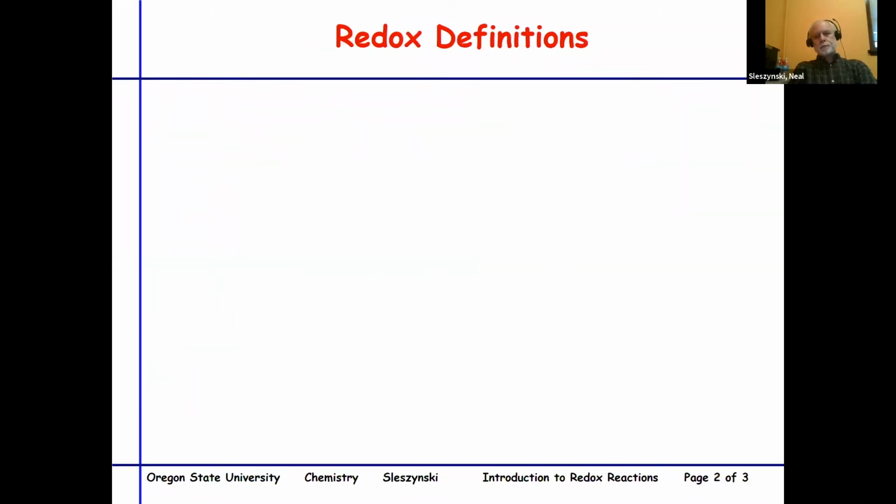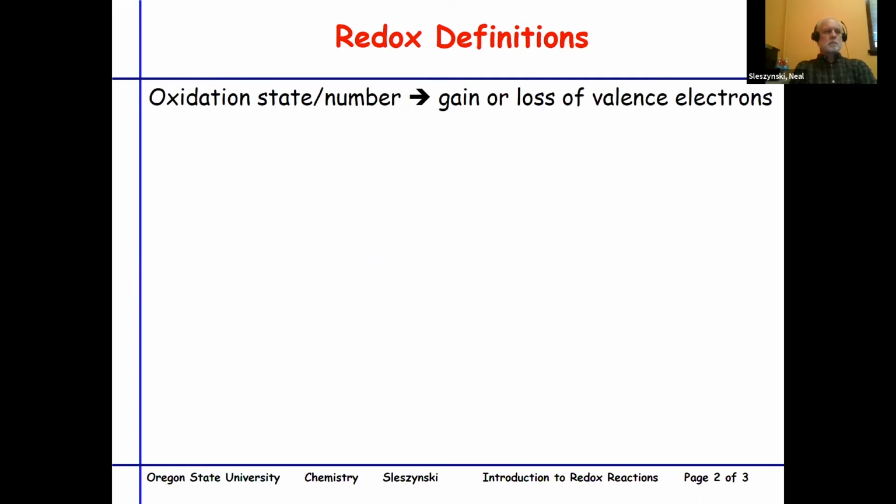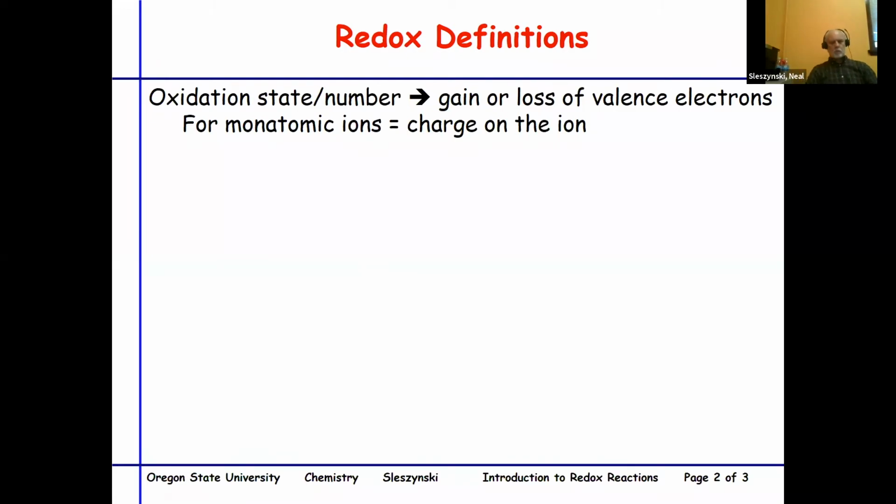Well, let's talk about a few definitions related to redox chemistry. Oxidation state or number is the gain or loss of valence electrons during the course of these reactions. For monatomic ions, this oxidation state or oxidation number equals the charge on the ion. So the oxidation state of iron +3 is +3, chloride is -1, calcium +2 is +2, and sulfur as sulfide is -2.